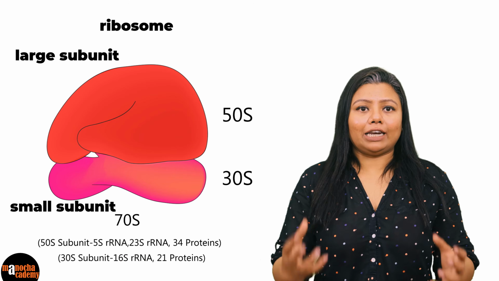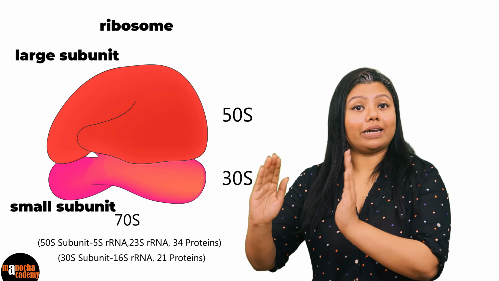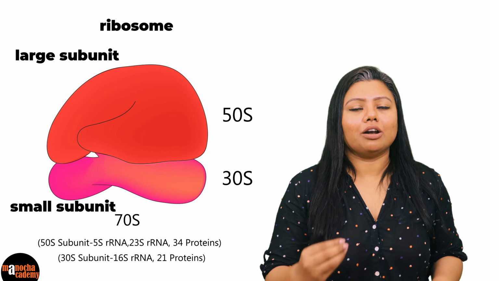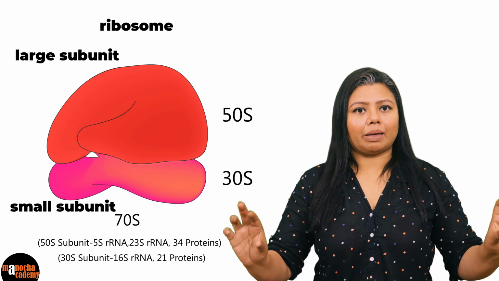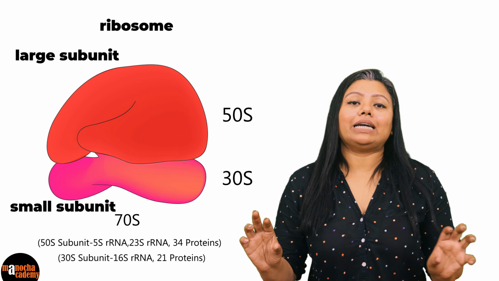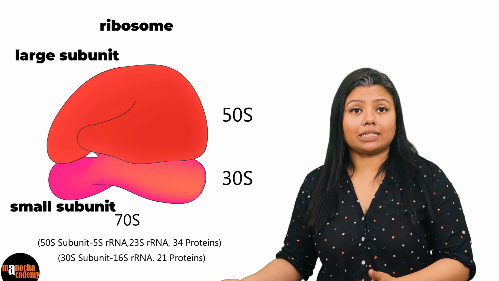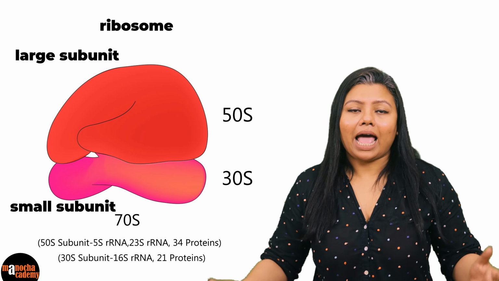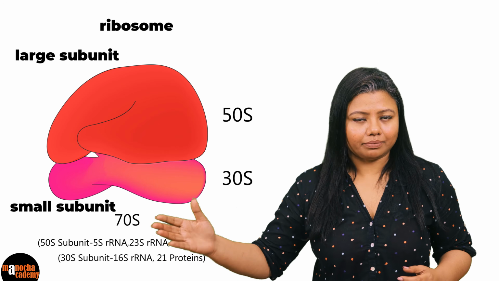70S is the value at which the entire ribosome sediments when you are carrying out ultracentrifugation. Whereas if you take the two units separately, they sediment at different rates. So 70S, 50S, 30S, they are separate rates and we do not add up 50 and 30 to get 70.